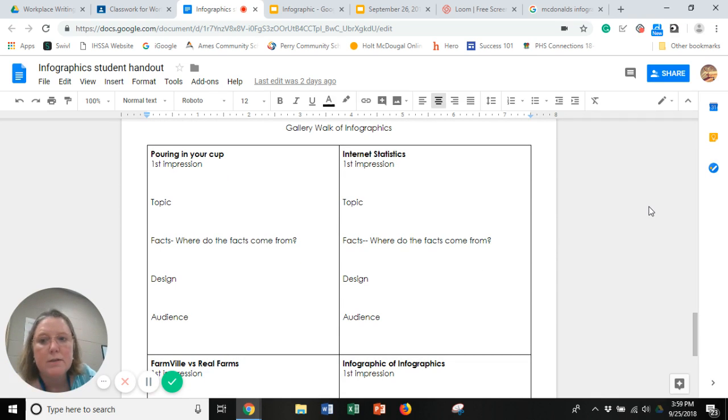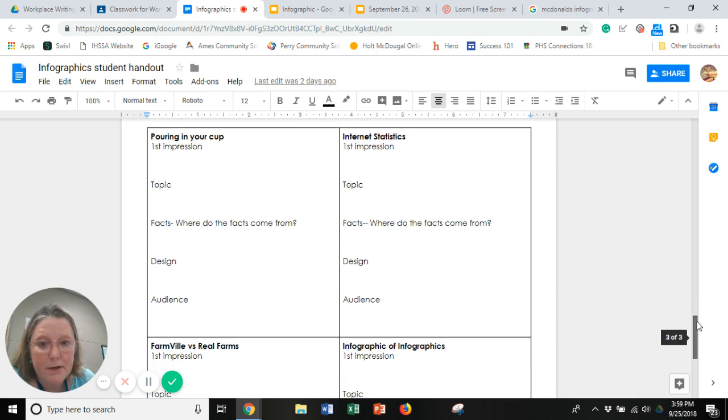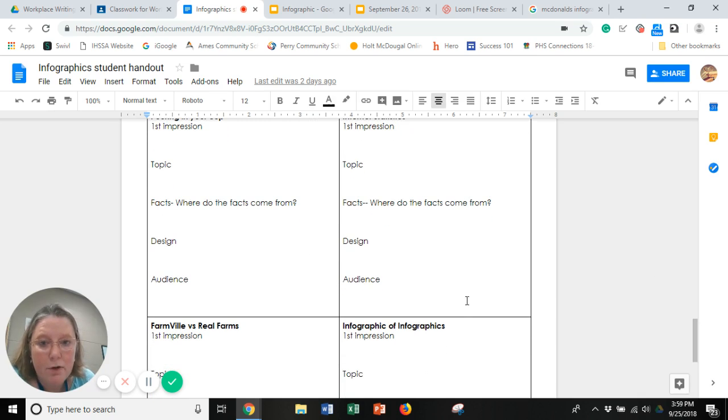So you're going to divide up into groups, and pouring in your cup, you're going to look at that one, and you're going to answer these questions just like I answered those questions for the McDonald's and Starbucks. And then when time is up, you'll move to the next one, and so on. It is interesting to look at the different information that's shown in the infographics and how they display that information.